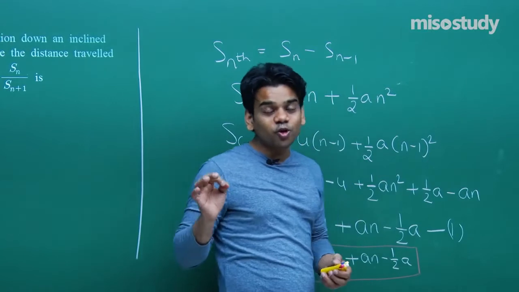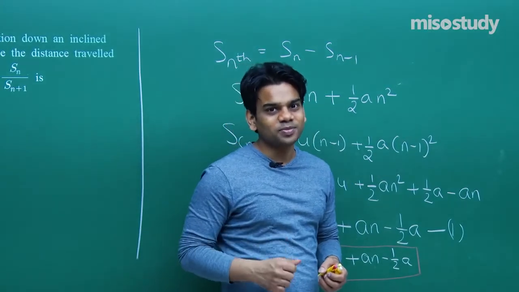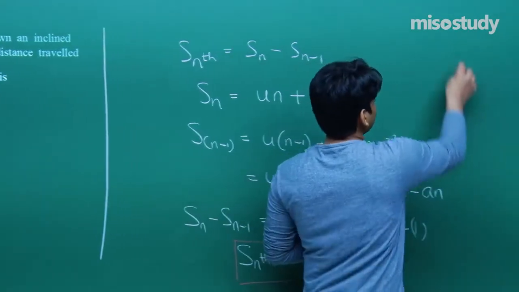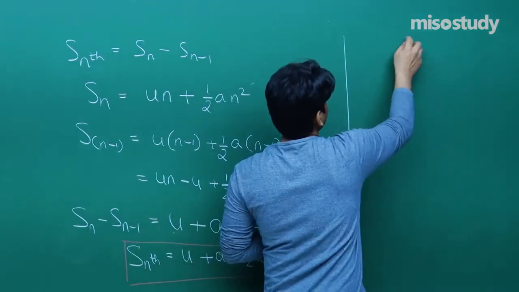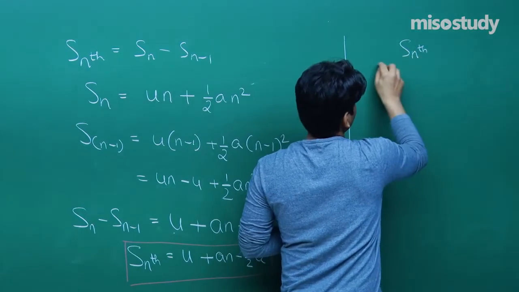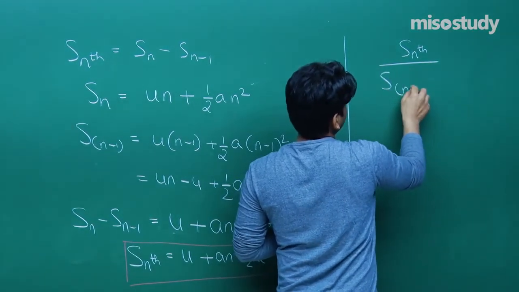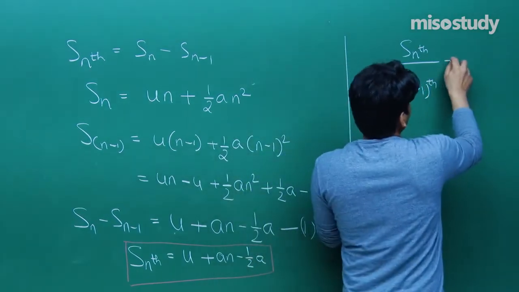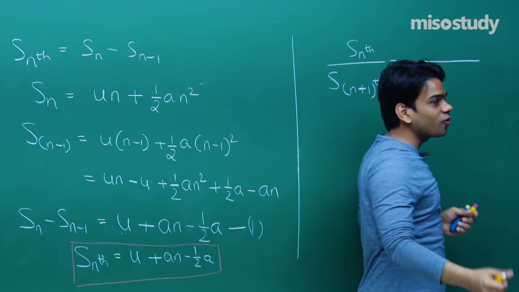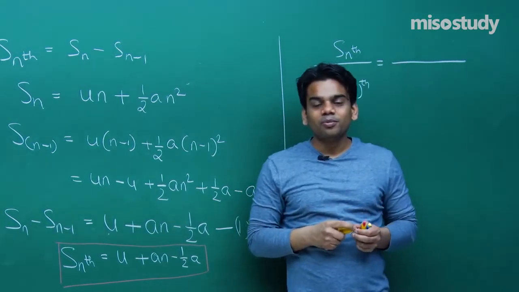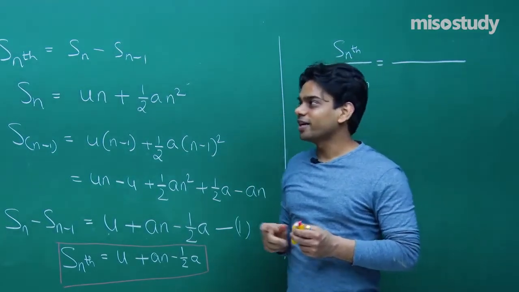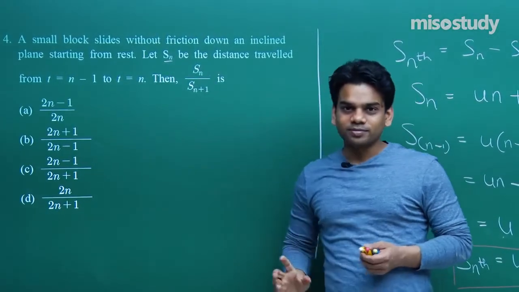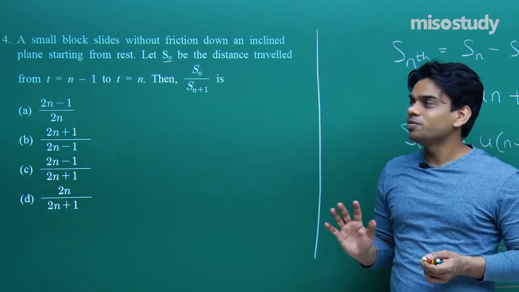Now, let's proceed as per the question. It says that we have to find out the distance traveled in nth second upon distance traveled in n plus 1th second. I am just making it simple for you all to understand. Here, see, it starts from rest and moves down an inclined plane. Read the statement of the question. A block slides without friction down an inclined plane. That means starting from rest, u will be 0.